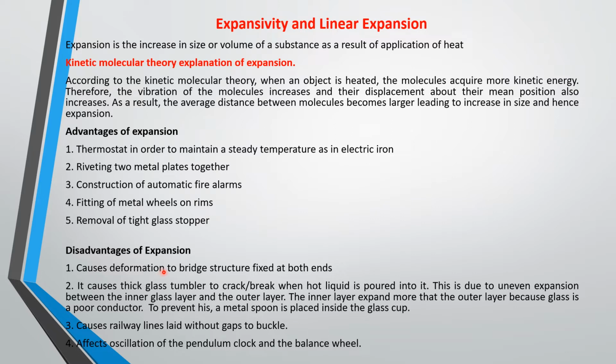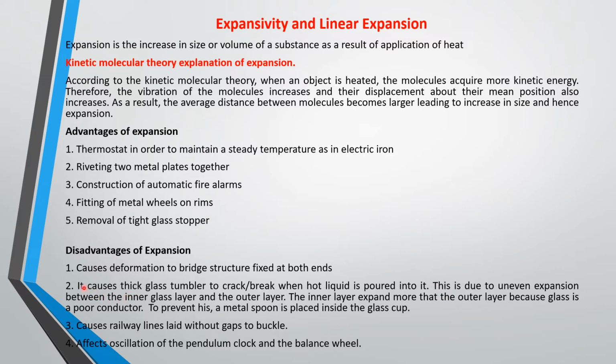What about the disadvantages? Expansion causes deformation to bridge structure fixed at both ends. So if they construct a bridge and the two ends are fixed, expansion can cause deformation of the bridge structure. So what they do normally is that one end of the bridge is fixed while the other end is put on rollers. Then if you look at the bridge, there are some gaps. Those gaps are called expansion gaps, so that there won't be deformation of the bridge structure. It also causes a thick glass tumbler to crack or break when hot liquid is poured into it.